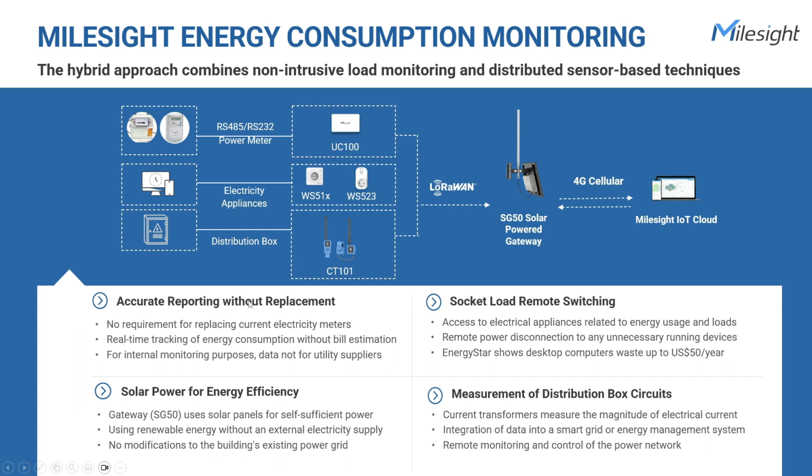For your available traditional meters, you can keep them for energy consumption recording. If they support RS232 or 485 serial ports, just connect with our UC controller to transmit the readings to your own platform without estimation of bills. It's for your internal purpose only. They don't send to utility suppliers.